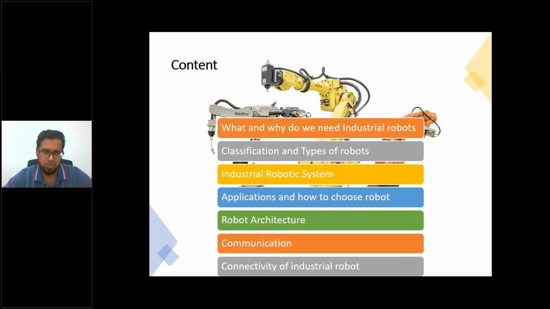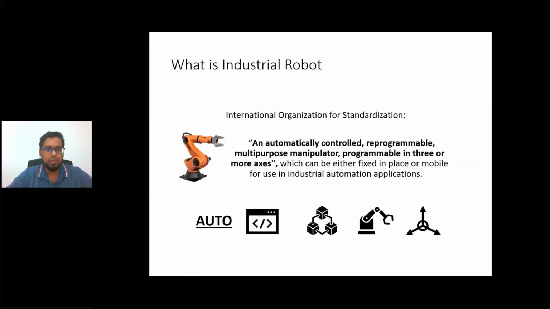So these are my contents. I'll be presenting what industrial robots are and why we need them, then the classification and types of robot, and the industrial robotic system. When we want to implement a robot, what are the things that are needed to implement the robot in a facility, and then some sample applications and how to choose a robot. And then also we are going to talk about robot architecture, communication, and also connectivity. And this one will be presented by my colleague Yuvarajoo later. So let's go into this.